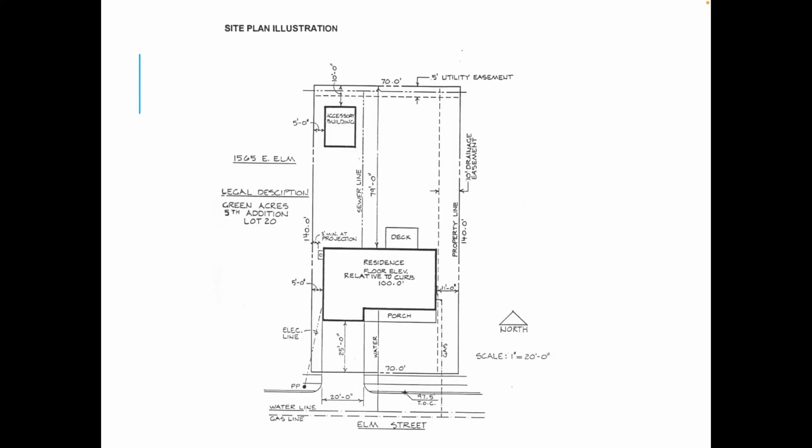Then finally, we have a setback, which is the minimum distance from a property line for permanent structures. So here would be an example of that. So here you can see we have a utility easement, we have a drainage easement off the property line, and those are different.